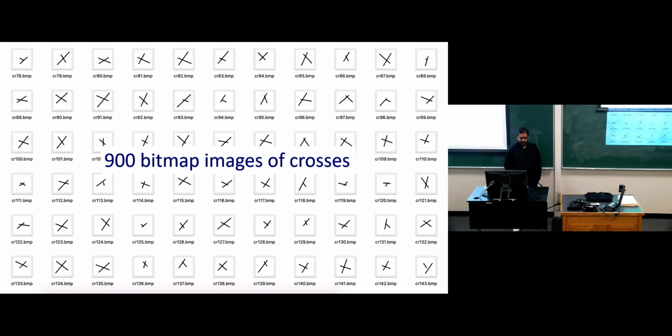Similarly, we have a folder called crosses. You have 900 images which are provided. So this is all the data that is provided to you, and you will split it into validation and whatnot to do this assignment, and we'll go over that.